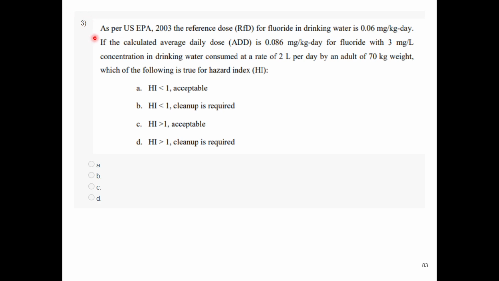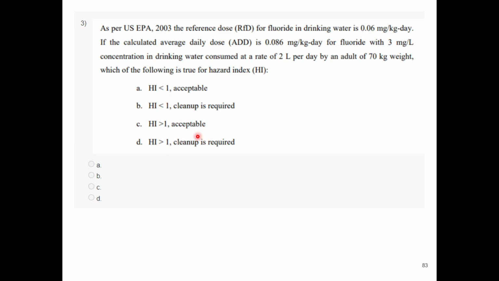Third question, as per US EPA 2003, the reference dose RfD for fluoride in drinking water is 0.06 milligram per kg day. If the calculated average daily dose ADD is 0.086 milligram per kg day for fluoride with 3 milligram per liter concentration in drinking water consumed at a rate of 2 liter per day by an adult of 70 kg weight, which of the following is true for hazard index HI? A. HI is less than 1, acceptable. B. HI is less than 1, cleanup is required. C. HI is greater than 1, acceptable. Or D. HI is greater than 1, cleanup is required. A, B, C, or D, which is the correct option?